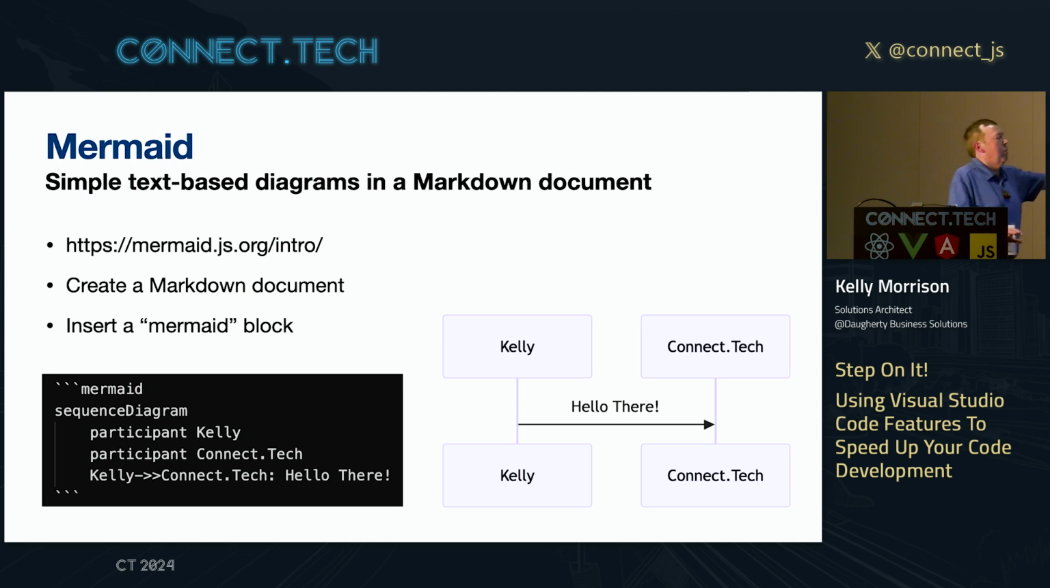If you want to create a Mermaid diagram, all you have to do is create a markdown document, and then put in a block that looks like this. You have 3 backticks and then mermaid. And this says that we're going to have a mermaid diagram. The simplest one is a sequence diagram. I've got 2 participants, me and Connect.Tech, and I'm sending a message from me to Connect.Tech that says hello there. So you can see it's really easy to create, and it'll render a nice diagram like that for you.